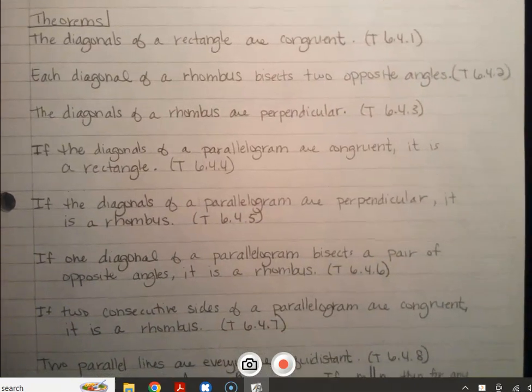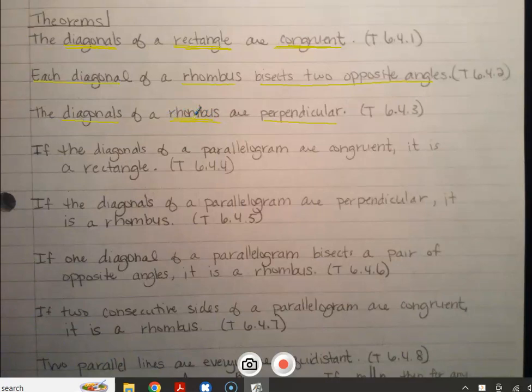Okay, I think there's 8 here. So the diagonals of a rectangle are congruent. That's one thing. Each diagonal of a rhombus bisects two opposite angles. So the diagonal of a rhombus is going to bisect the two opposite angles. So all the angles will be bisected. Diagonals of a rhombus are perpendicular. Remember, the diagonals of a rectangle are congruent. If it's a rhombus, they're perpendicular.